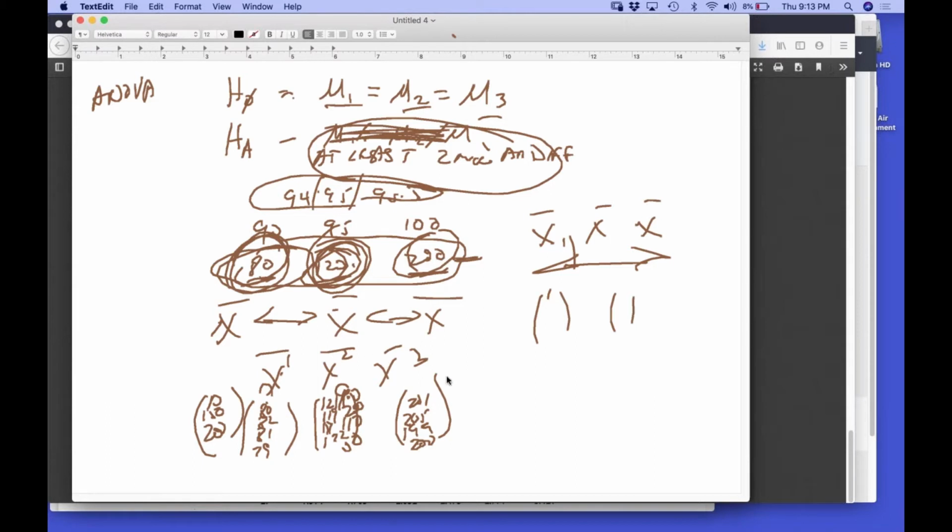So we actually can invent a statistic. We call it the F statistic, for analysis of variance.